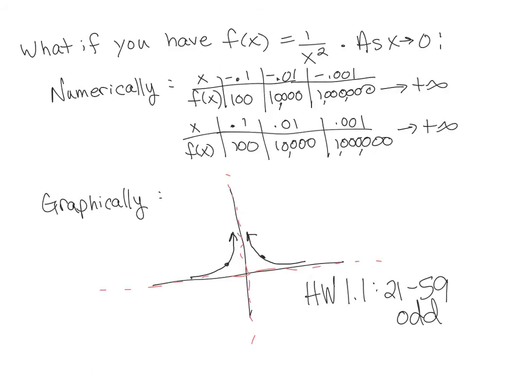So, what if you have f of x equals 1 over x squared? A squared is always a positive number, right? So, as x approaches 0, when we come at it from the left-hand side, and these numbers are getting closer and closer to 0, but they're negative, when we flip them over, we're squaring them, and we get great big positive numbers. This left-hand limit is going to positive infinity.